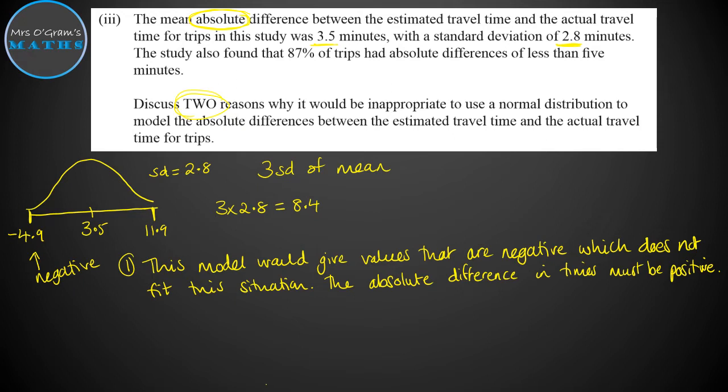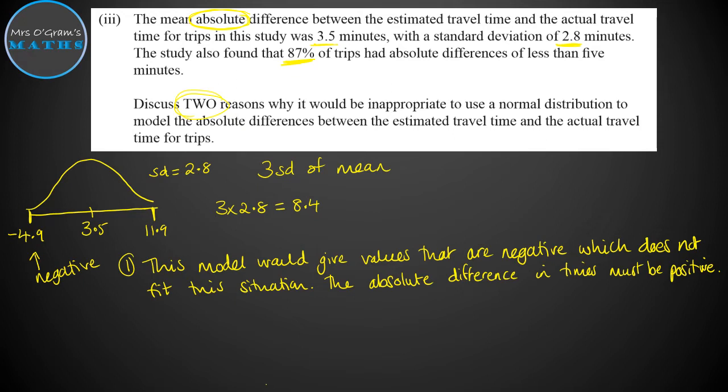Now, for looking at reason number 2, there are a few options you can go down here. You can think about symmetry and that sort of stuff. But we also need to look at the other information we've been given, which is this bit here, this 87%. If they've given you something like that, they probably want you to use it. So let's check if that 87% matches what would come out on our normal distribution model.